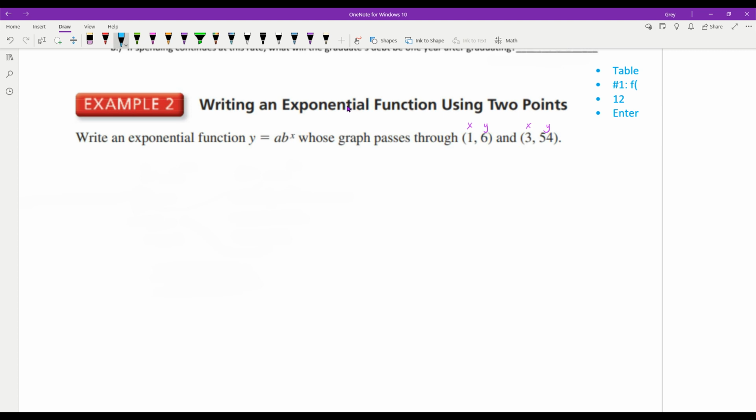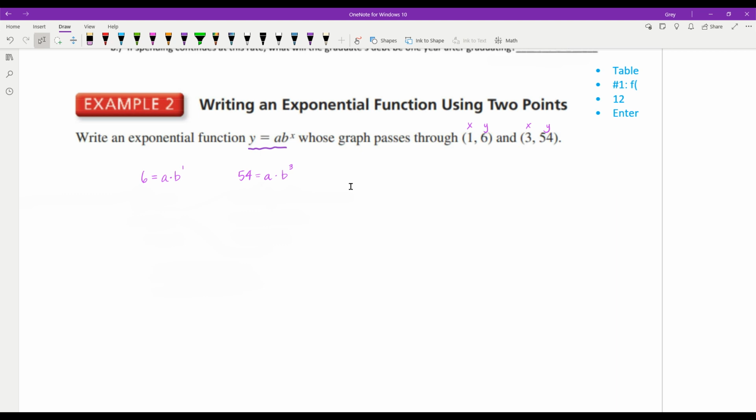So I can go back to this equation right here, y equals a times b to the x, and plug in. My first one is going to be 6, that's my y value, equals a times b to the first. And then my other one is going to be 54 equals a times b to the third. So all I did was take this equation and plug in this information to get 2 equations and 2 unknowns. And now the rest is algebra, and we should be able to do that.